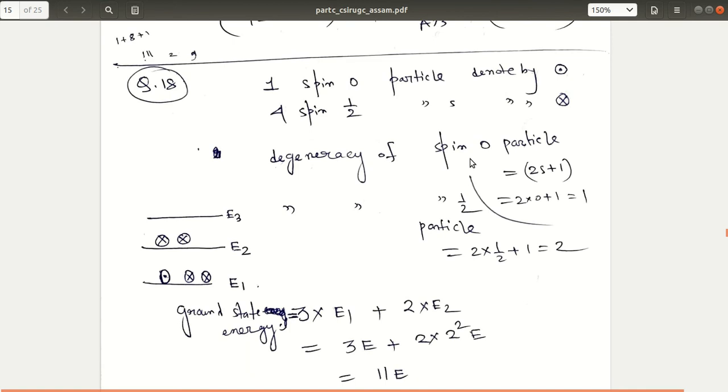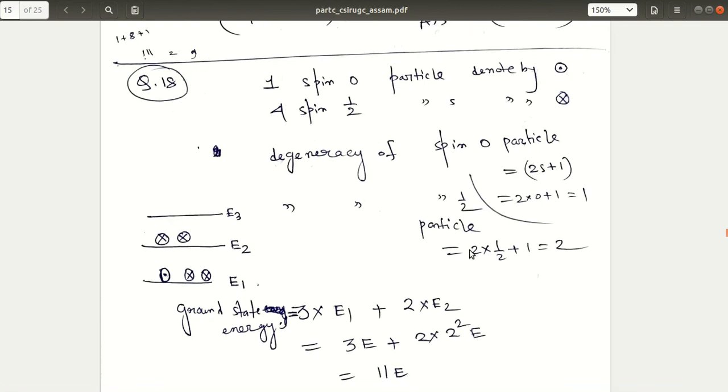So now for the one spin zero particle, let's denote it by a circle and dot, and for the 4 spin half particles, let's denote them by a circle and cross. The degeneracy of the spin zero particle is 1 and the degeneracy of the spin half particles will be 2. So in one state two spin half particles can stay, and for spin zero, one spin zero particle can stay. So we have in total 5 particles.